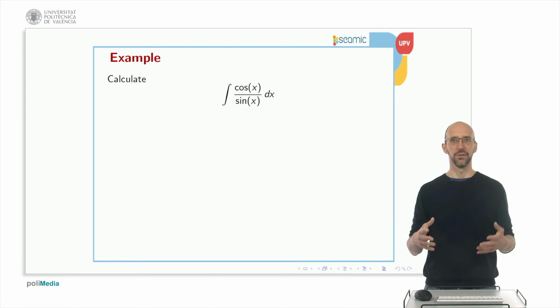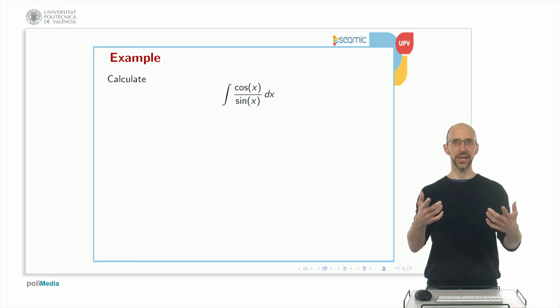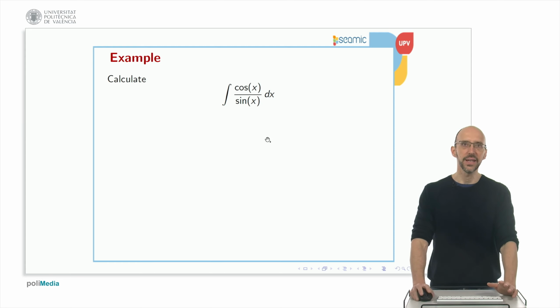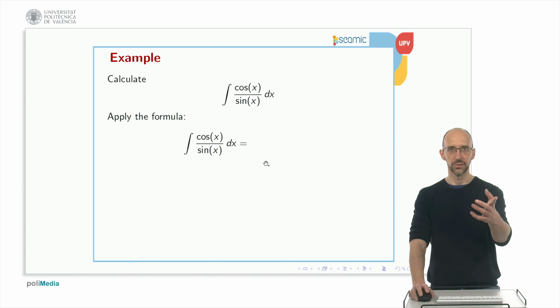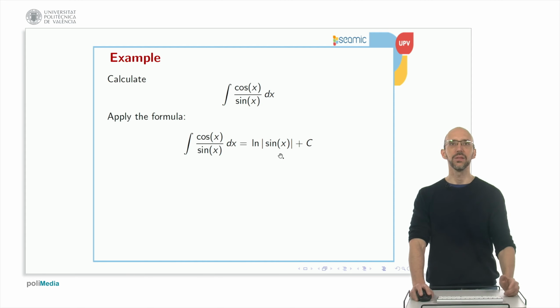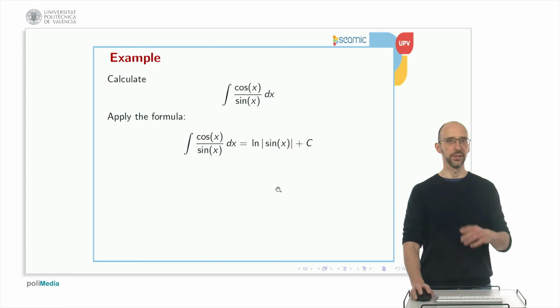A quotient. First thing you need to think is, okay, is the derivative of the denominator in the numerator? The answer is yes again. The derivative of sine is cosine, and it's in the numerator. So what is the solution? I give you 5 seconds to answer. Natural logarithm of the sine of x in absolute value. Okay, the natural logarithm of the denominator.